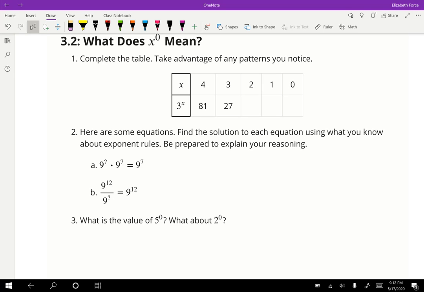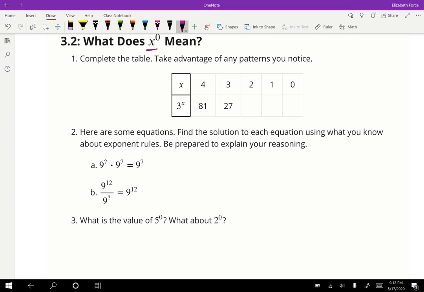In Unit 5, Lesson 3.2, we're going to revisit what it means to have a zero exponent, or what it means to have x to the 0 power. Because remember, an exponent tells you the number of times you're supposed to multiply the base, so a lot of times we get confused when they put a 0 there.